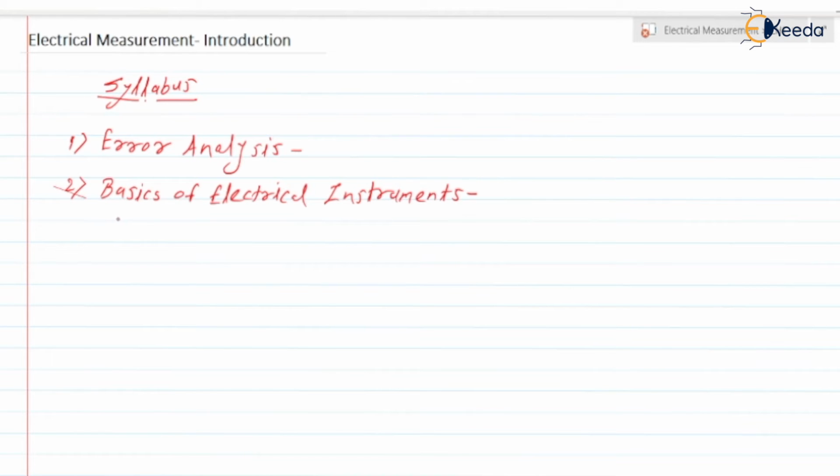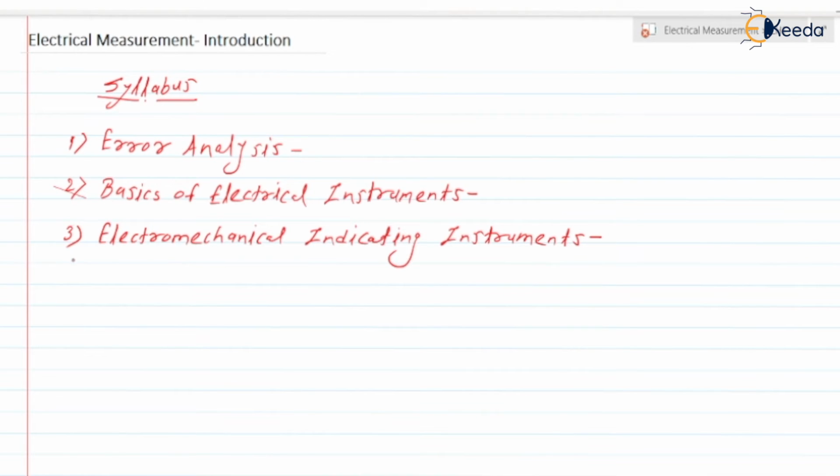The third chapter is electromechanical indicating instruments. In this chapter we are going to discuss the different types of electromechanical instruments: the PMMC instrument, the moving iron instrument, and the electrodynamometer instrument. The detailed operation we are going to discuss in chapter number 3.